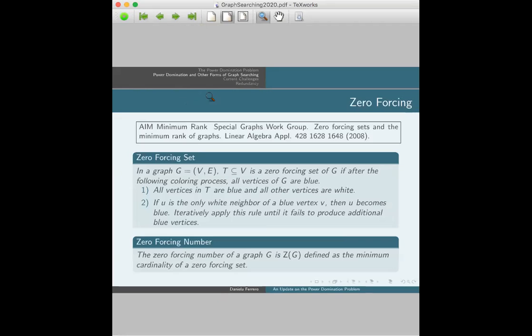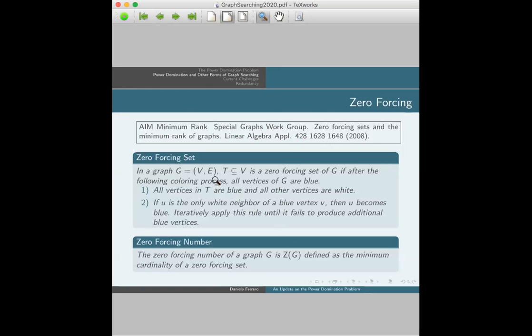So I'm going to show you here the definition of zero forcing, and then I'm going to explain something else. Zero forcing was introduced in this paper, and it has a very long list of authors, so they even established a group, and they are recognized as an author right now. So the idea of zero forcing is this.